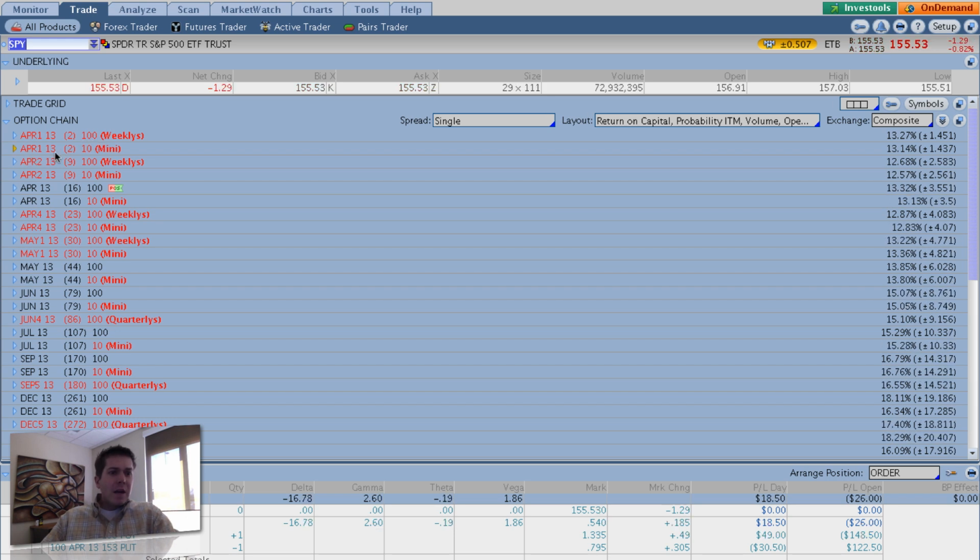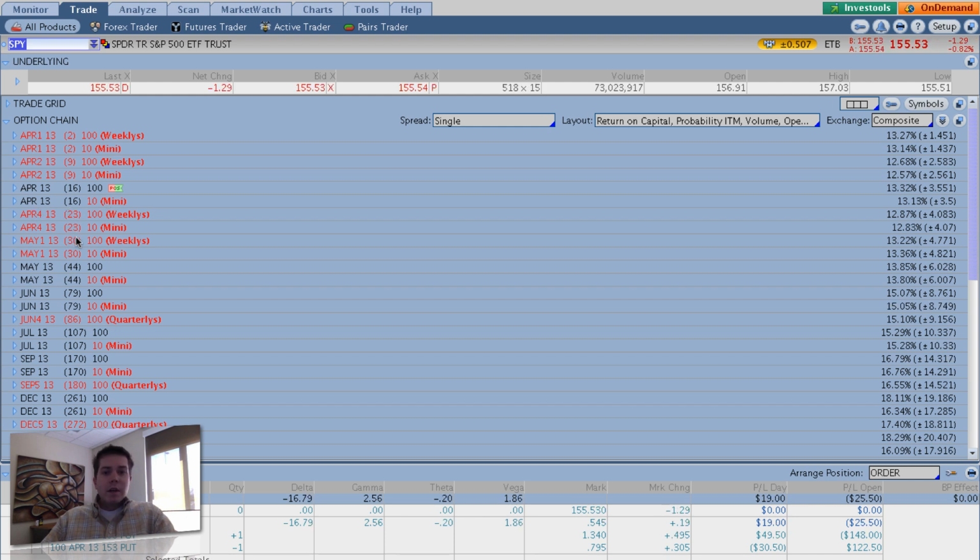Then you've got your April mini weeklies. So this is 10 shares per contract. The minis are a fairly new product. They're not quite liquid just yet. I've been keeping a really close eye on them. So again, those expire in 2 days. 10 shares per contract. Then you've got your April 2 weeklies that expire in 9 days. And you've got your regular April options, your regular April minis, etc.